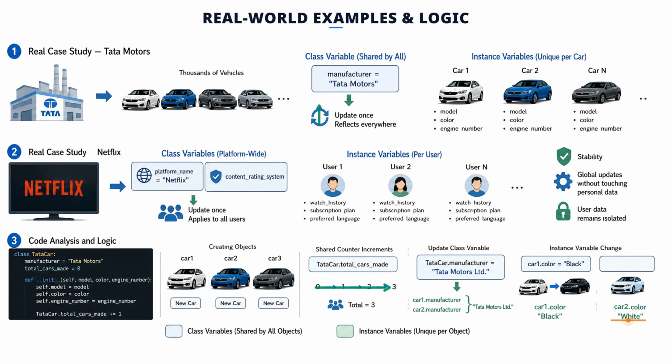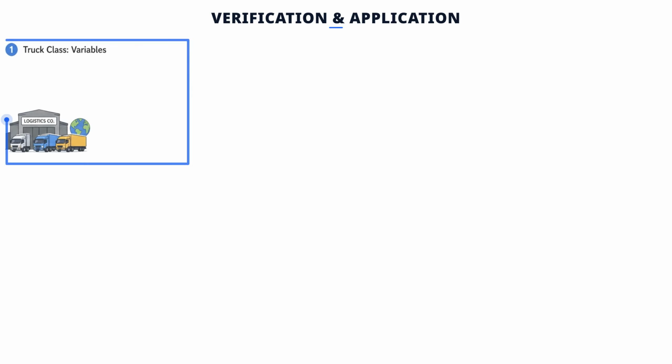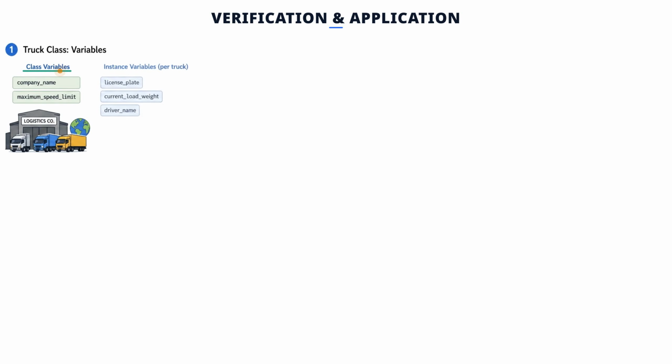We can further verify these concepts by looking at how a logistics company might manage a fleet of trucks. To verify these concepts in action, let's consider a truck class for a logistics company. When designing this, we have to decide what data is shared and what is unique. Class variables might include the company name or the maximum speed limit for the entire fleet, since these apply to every truck equally. However, instance variables must be unique per vehicle, such as the license plate, the current load weight, and the driver's name.